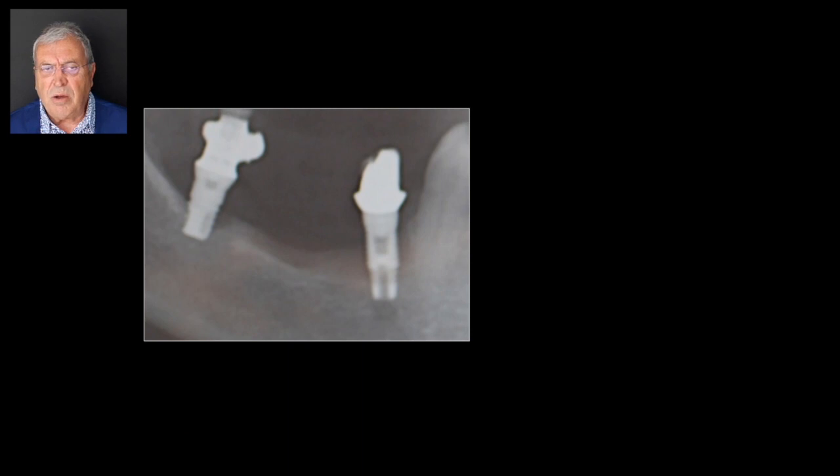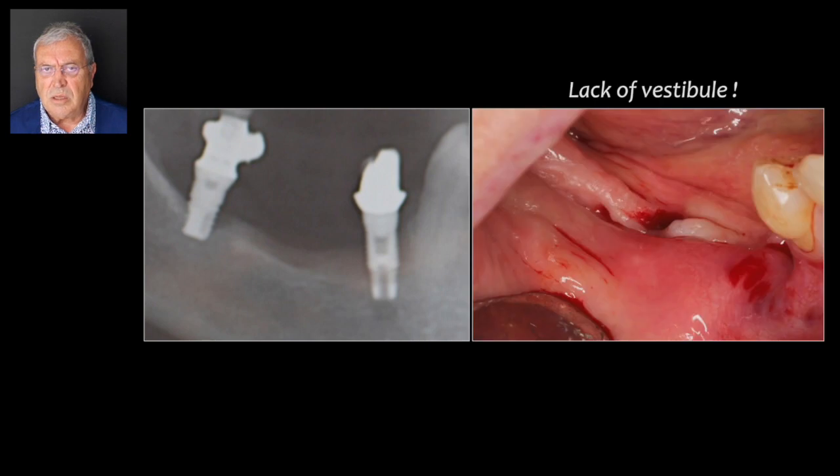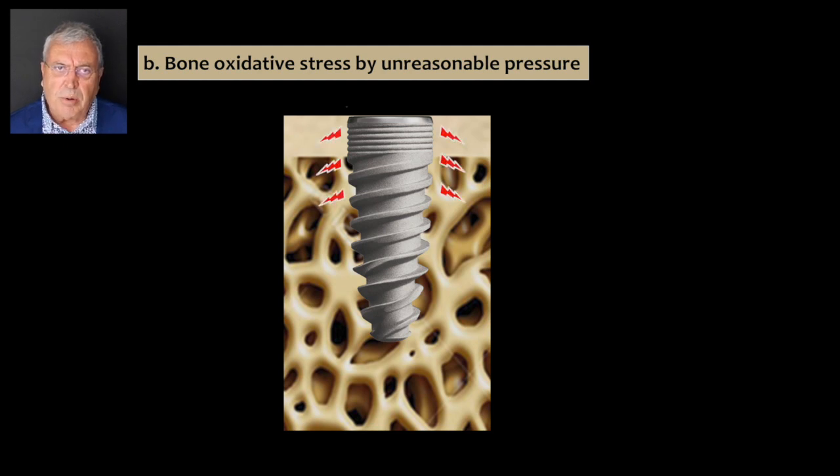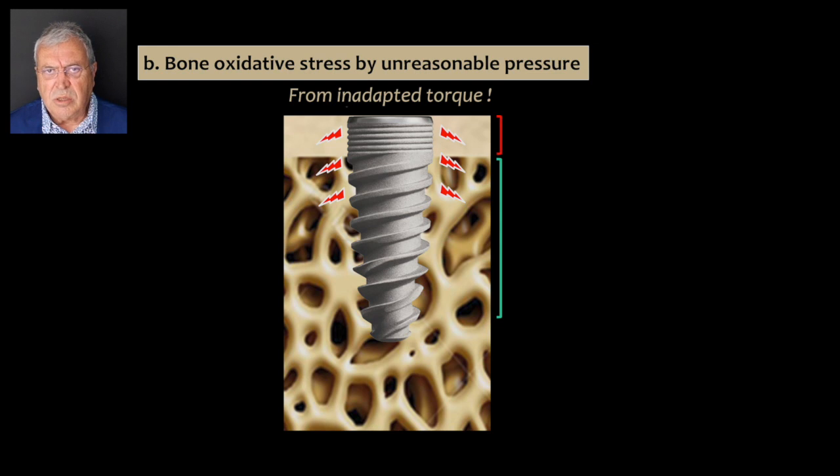This is an example of Peri-Implantitis. If we take a look at the soft tissue, we see that there is no vestibule. Bone loss follows chronic tension. But we can meet ischemia by unreasonable pressure, meaning inadapted torque. But the torque does not affect the bone in the same way.